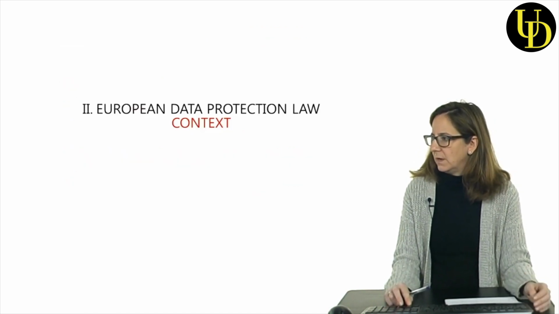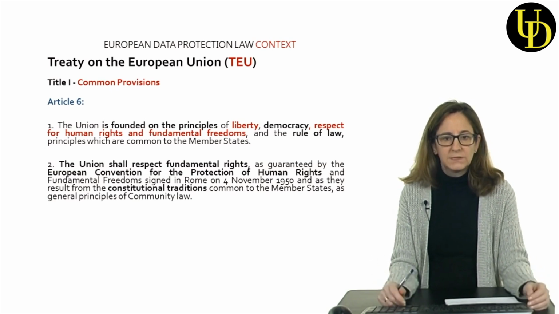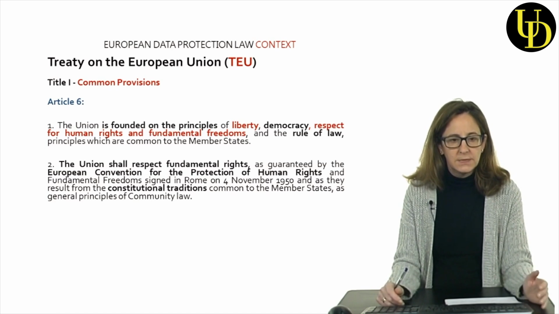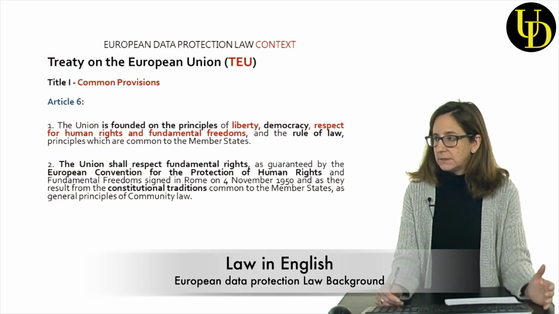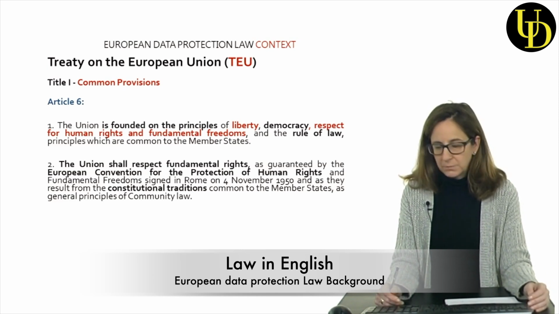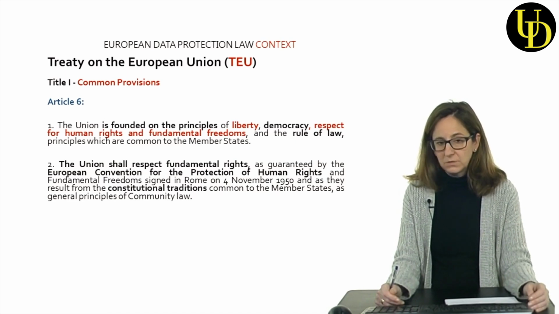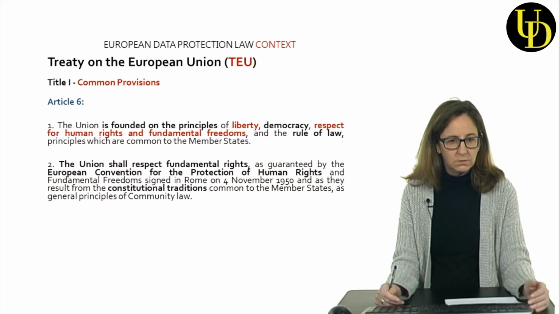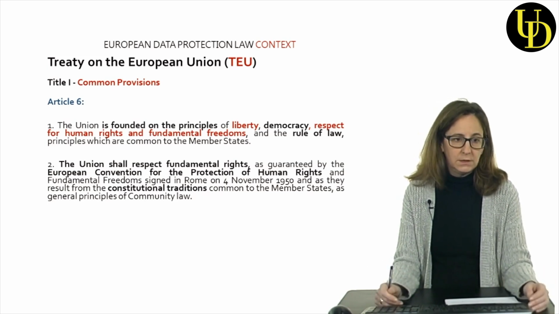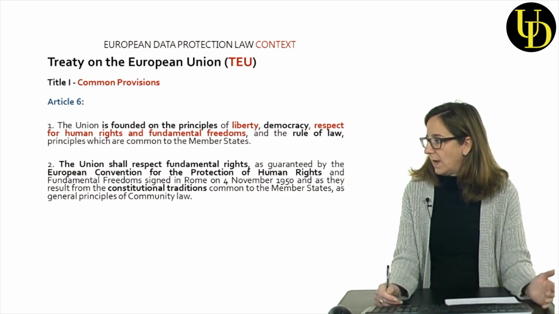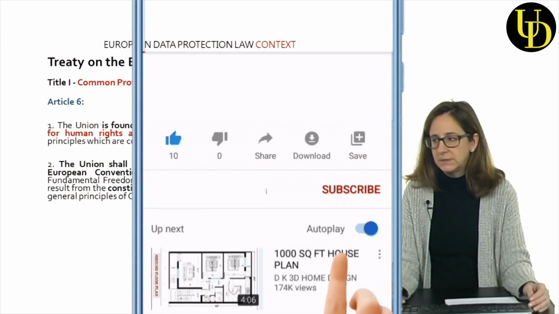If we finish the background and continue with the European data protection law context, we have to start, of course, with the Treaty on European Union, and in particular with Article 6, included in Title 1 of the Treaty on European Union, in the common provisions. Article 6 states that the Union is founded on the principles of liberty, democracy, respect for human rights and fundamental freedoms, and the rule of law, principles which are common to all member states. So the Union shall respect fundamental rights as guaranteed in the European Convention of Human Rights, adopted in Rome in 1950, as they result from the constitutional traditions common to the member states, as general principles of community law.